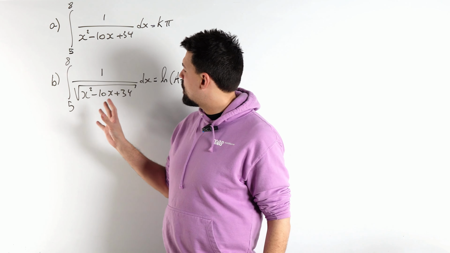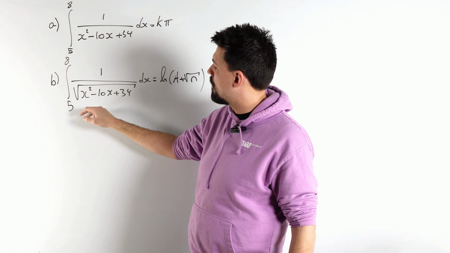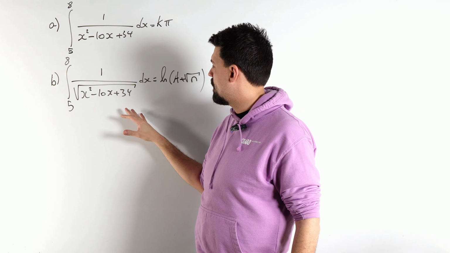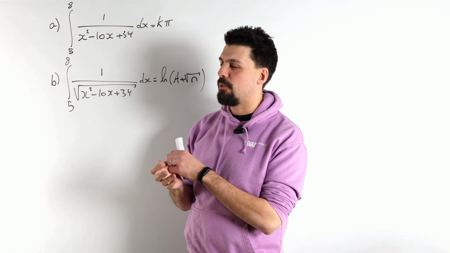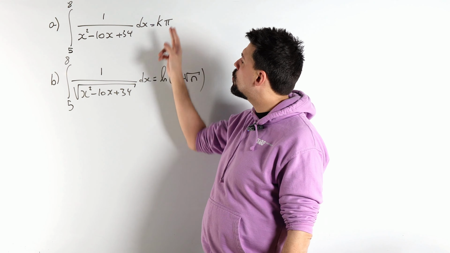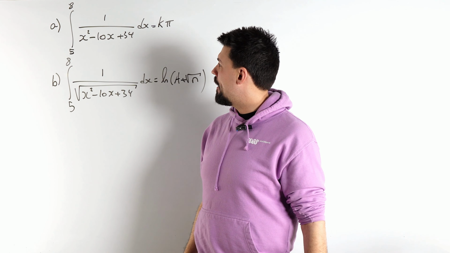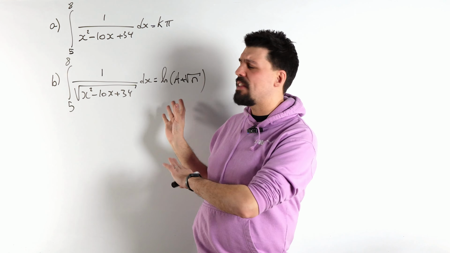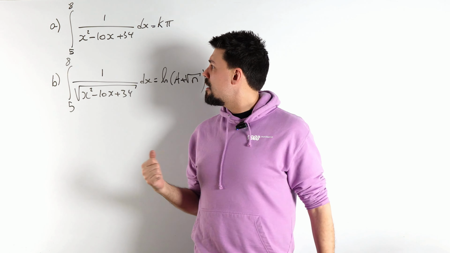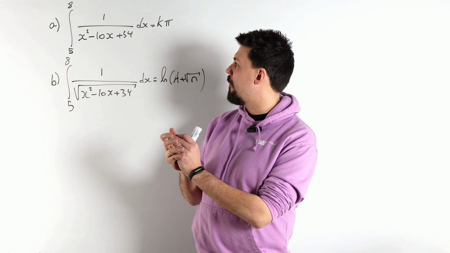I thought I'd go through these because it's a small change, 1 over x squared minus 10x plus 34 and 1 over square root of x squared minus 10x plus 34, and we get very different results. Our goal here is to evaluate the integrals. We're told what sort of thing we're looking for in both cases, so that gives us a good guide. I'm aware there are standard results we can probably use, but the fun thing here is reminding ourselves where they come from to keep that adaptability going.